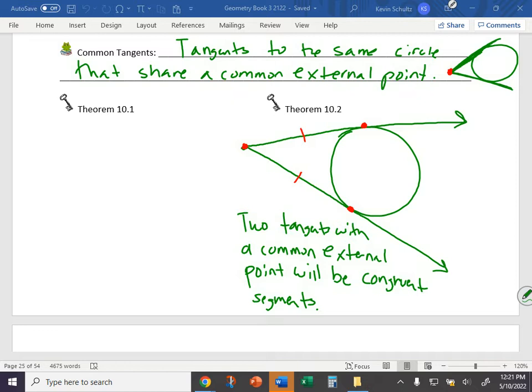Okay. Theorem 10.1 also has to do with a tangent. So again, we're going to draw a circle. Ooh, that's not a very good circle. Hold on. I can do better than that. Let's try. That's a little better. Okay. Again, we're going to draw in a tangent line. Ooh, a little wobbly, but we'll go with it there. Okay. Label our point of tangency here.